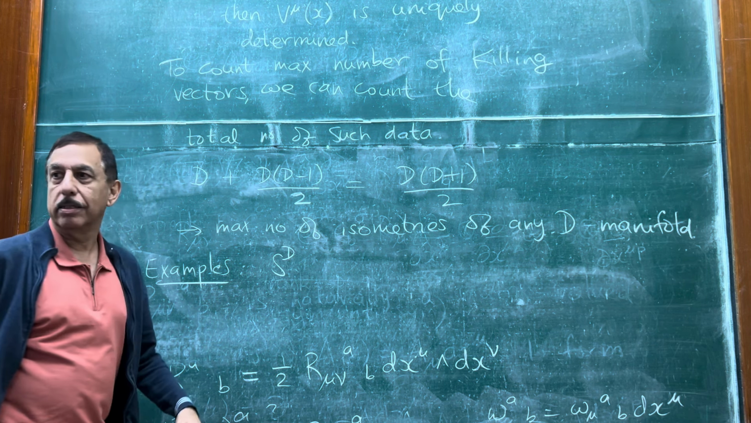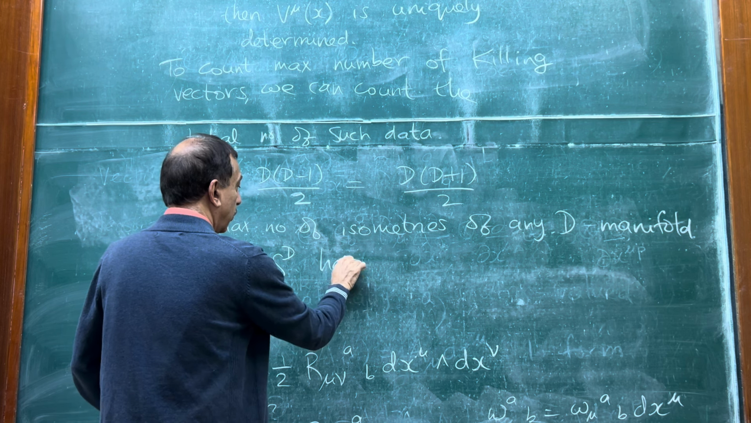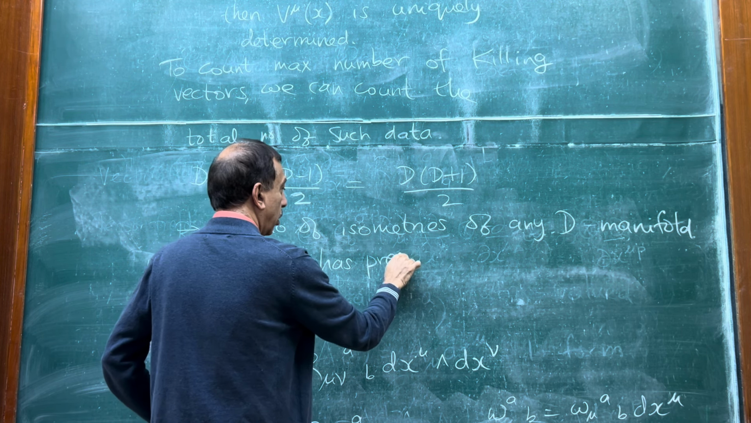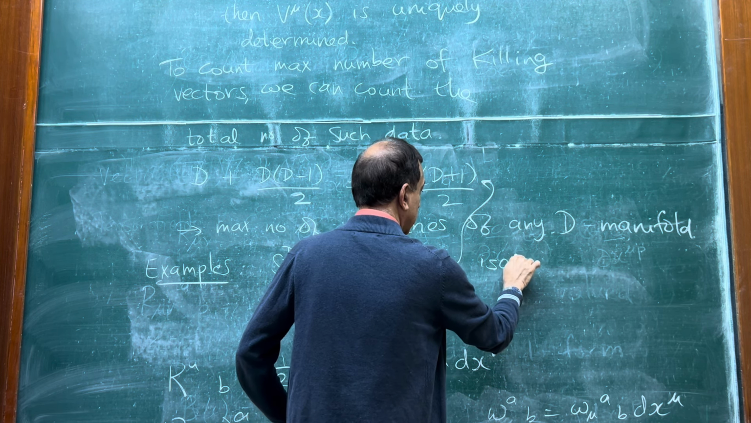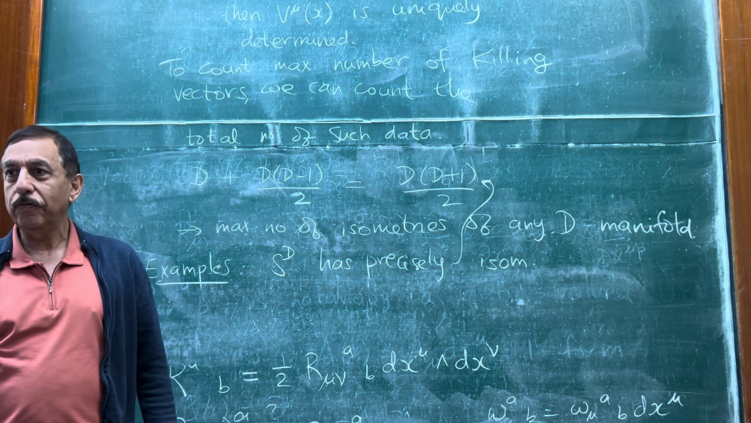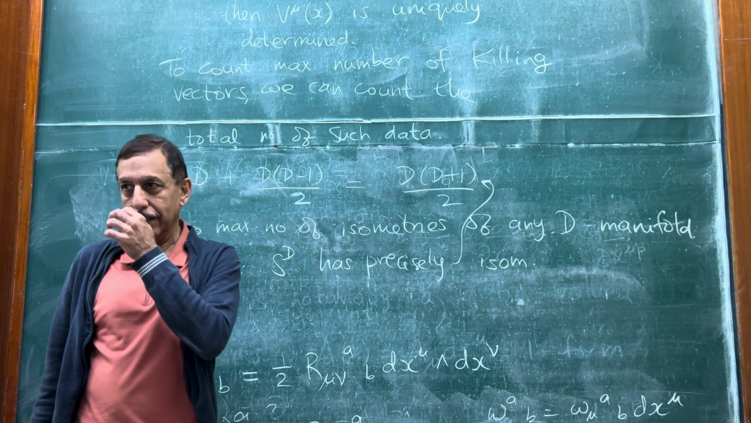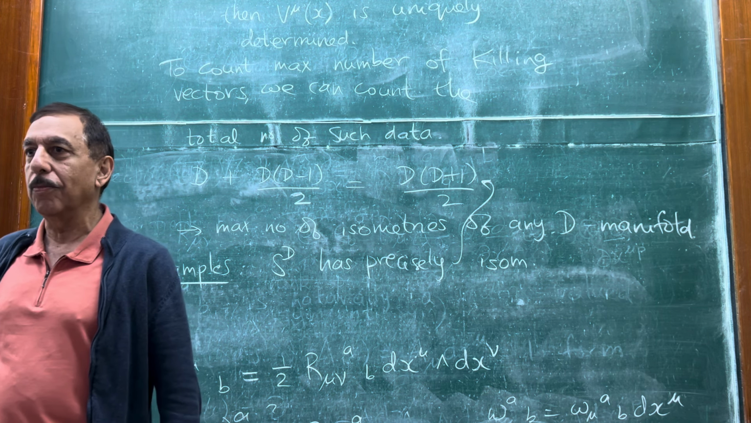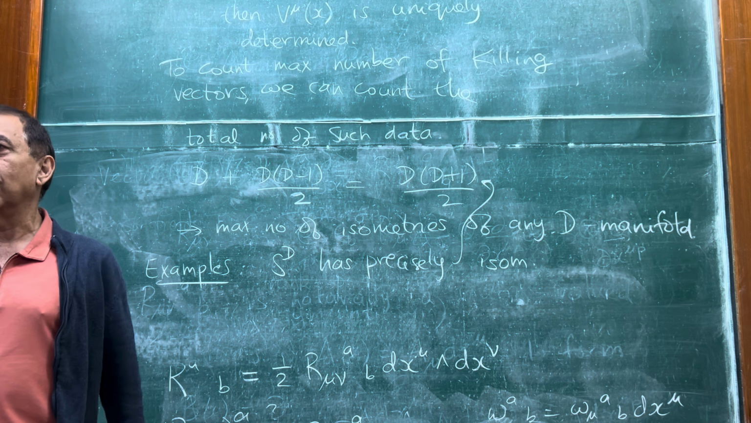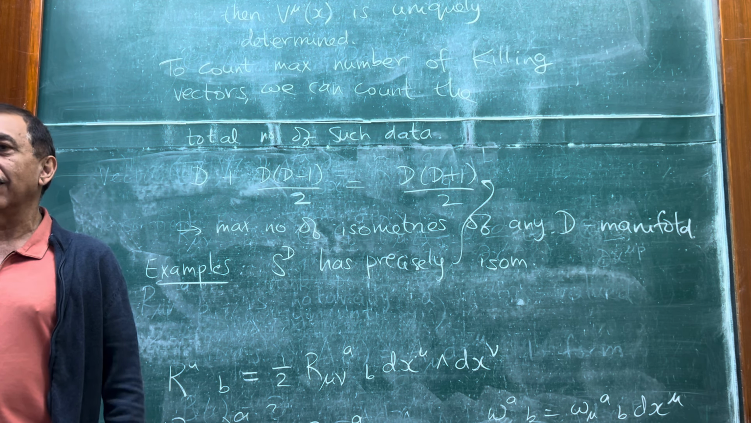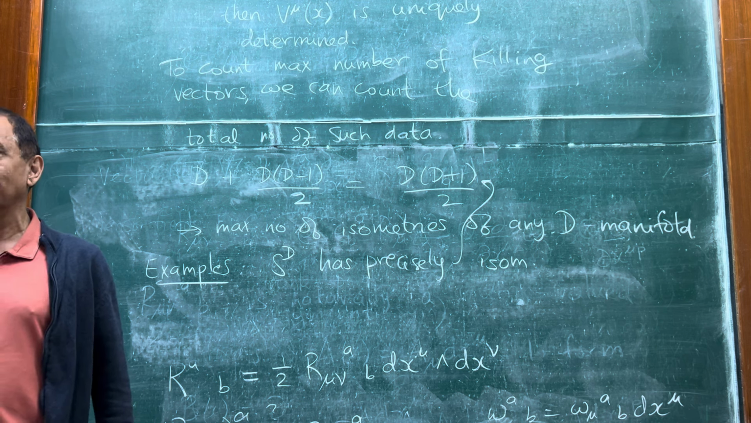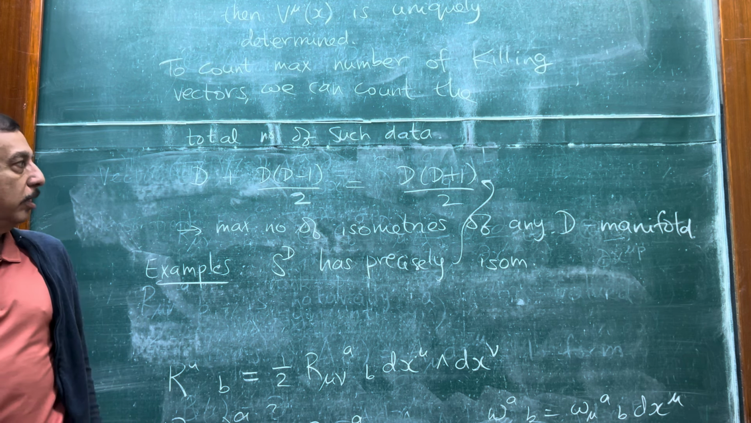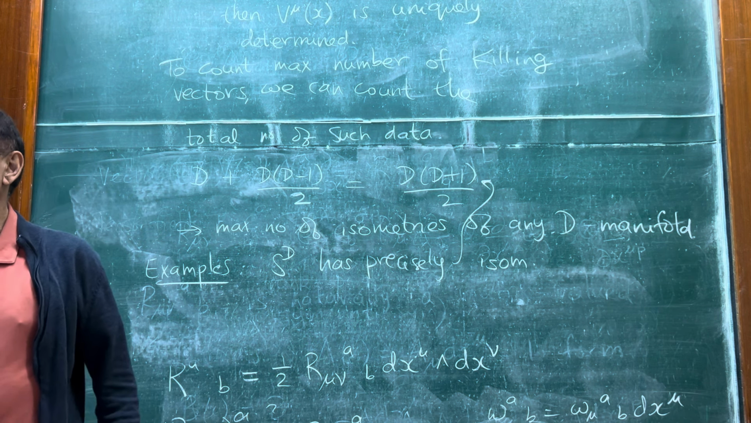S^D, the D-dimensional sphere, has precisely this number of isometries. And why? That also we can prove. You might not be used to studying D-dimensional spheres, but the sphere gets its isometry from rotations in a one higher dimensional Euclidean space, and all we need is a plane. But there are exactly D minus 1 by 2 inequivalent two-planes. But now put D to D plus 1 because the sphere is embedded in one higher dimension, and you get this number. And so it all works out very nicely.